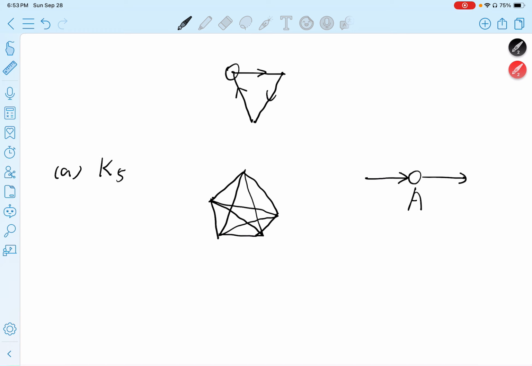So let's go back to K5. Does this satisfy the property? Yes, because every vertex is connected to all of the other vertices. So for every vertex, the degree will be 4. So in this case, we have yes.